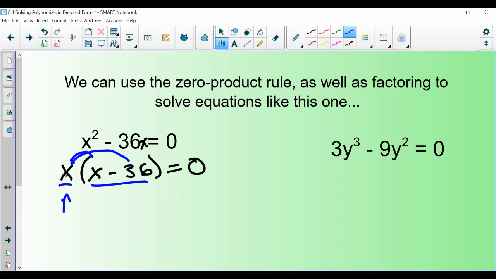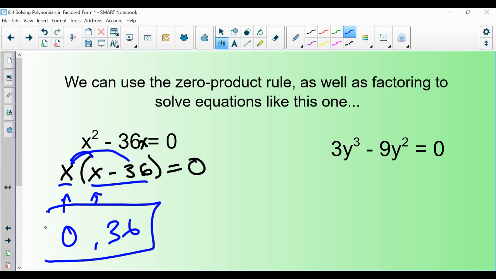Well, what makes x 0? What could we plug in to get 0 there? It would just be 0. What could we plug into this x to make it 0? That one would be 36. Our answers are 0 and 36.